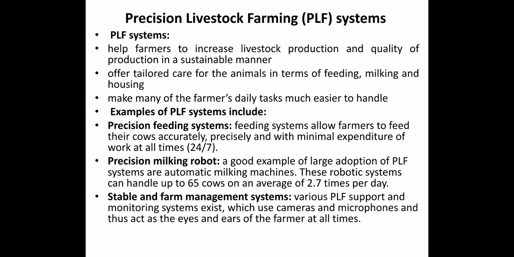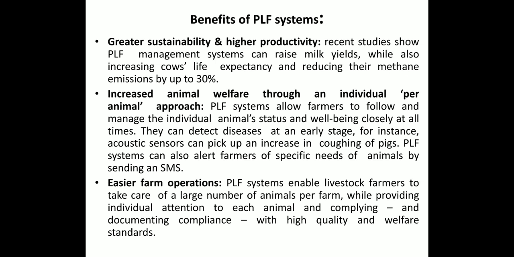Then you can see in detail the precision farming, that is PLF systems. With the help of these systems we can increase the livestock production as well as the quality of the livestock in a sustainable manner. It also helps with the care of animals in terms of feeding, milking and housing, and makes the farmers' daily tasks much easier to handle. For example, precision feeding systems, precision milking, and stable and farm management. Then the benefits we can see in a precision livestock farming system. The major benefit is that greater sustainability and higher productivity will be achieved with the help of precision farming.